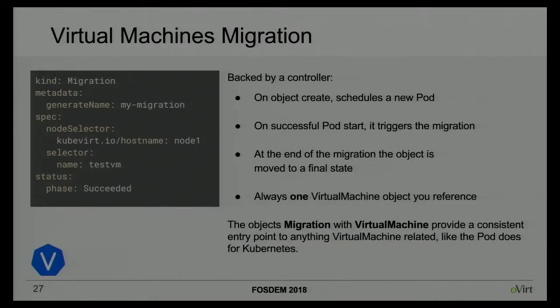KubeVirt has a new object called migration, which defines a destination node, defines what the VM is, and the status of the state. So once a migration object is created, we schedule a new pod. When it starts, it triggers the migration, and at the end, the VM moves to the new pod.